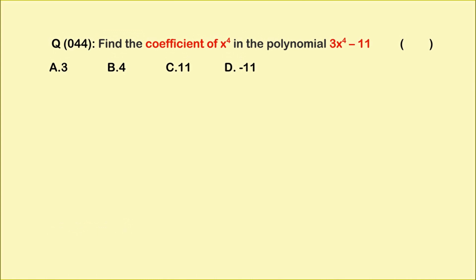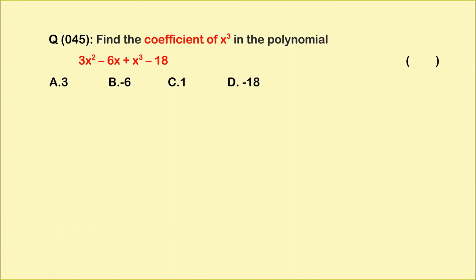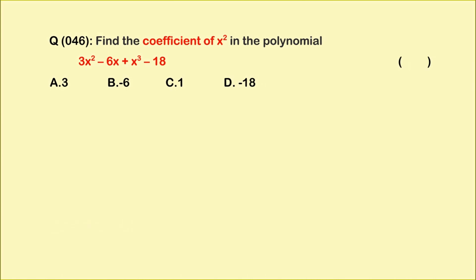Question number 44. Find the coefficient of x to the power of 4 in the polynomial 3x to the power of 4 minus 11. As you can see, the coefficient of x to the power of 4 is 3. So the right answer is A. Question number 45. Find the coefficient of x to the power of 3 in the polynomial 3x square minus 6x plus x to the power of 3 minus 18. The coefficient of x to the power of 3 is 1. So the right answer is C. Question number 46. Find the coefficient of x square in the polynomial 3x square minus 6x plus x to the power of 3 minus 18. So you can see the coefficient of x square is 3. So the right answer is A.